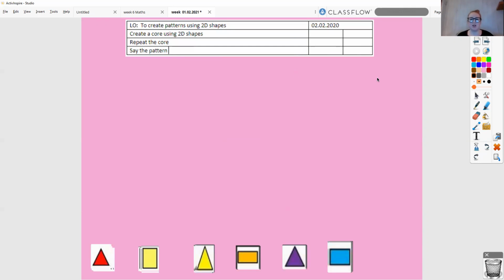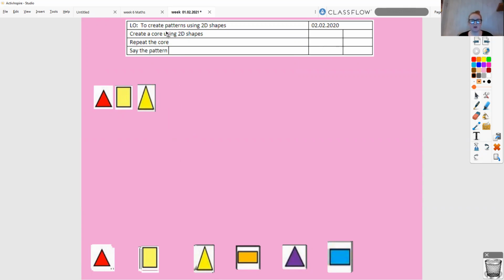So to create a pattern, using our learning objective, we need to create a core. To create a core, you can use a variation of shapes. So I'm going to go triangle, square, triangle. So red triangle, yellow square, yellow triangle. So this is my core here. This is the core of my pattern.